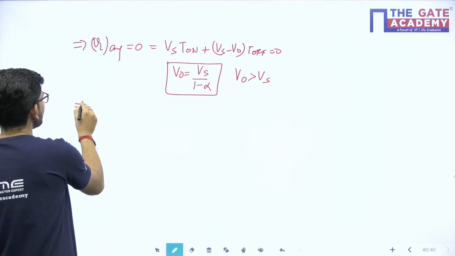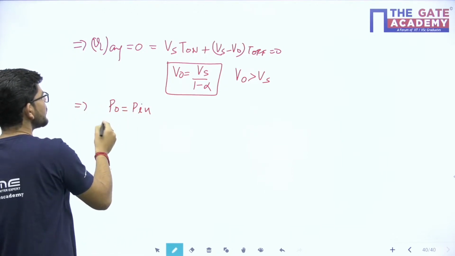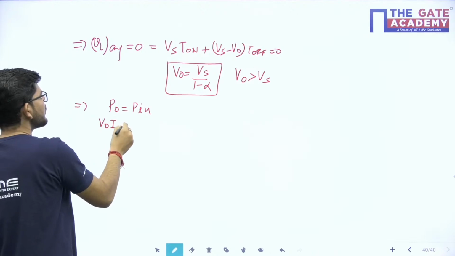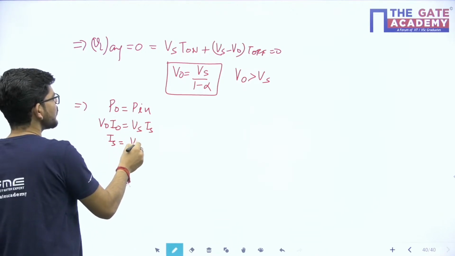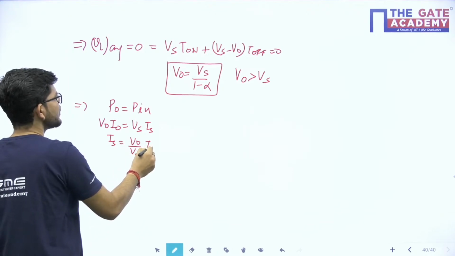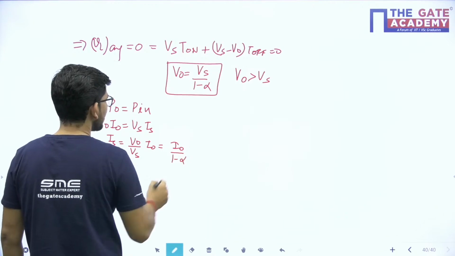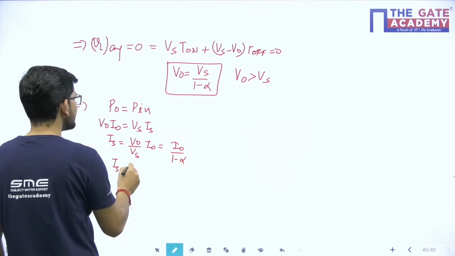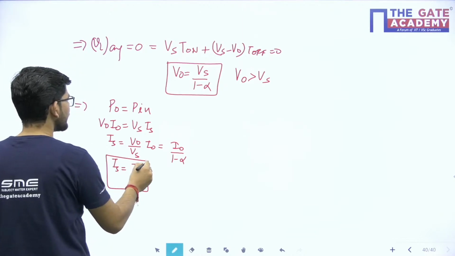Now after that, what other thing do we do? P naught is equal to P in. So P naught is basically V naught I naught and P in is Vs Is. So what will be the Is value? It is equal to V naught upon Vs into I naught. V naught upon Vs is basically 1 upon 1 minus alpha. So we have Is equal to I naught upon 1 minus alpha here, okay?